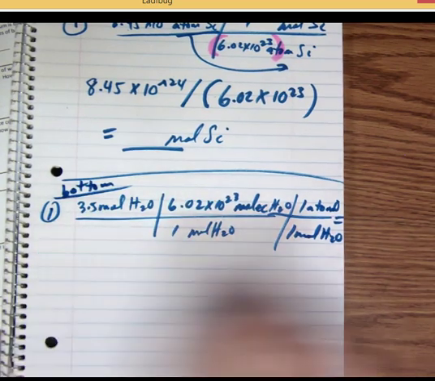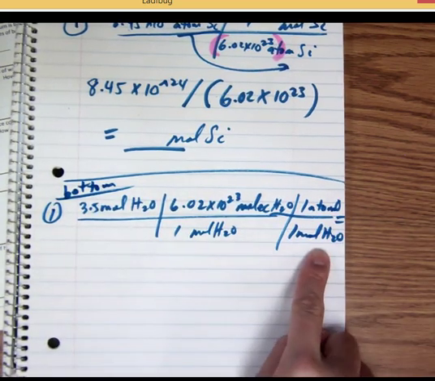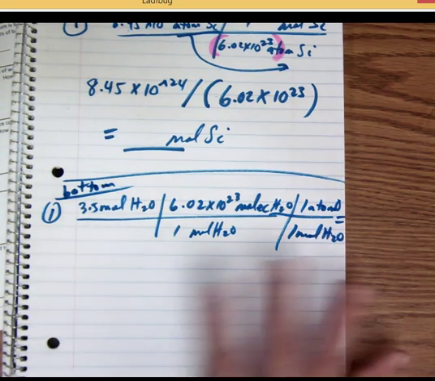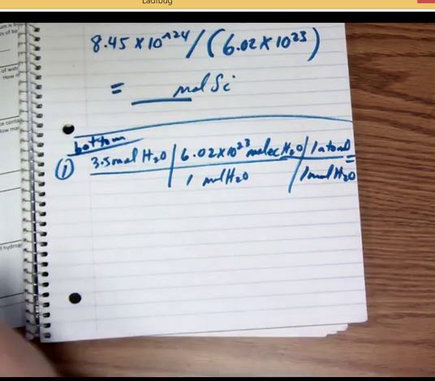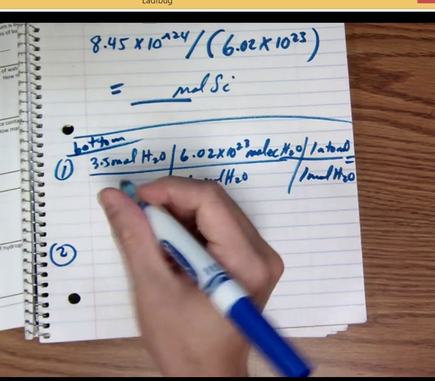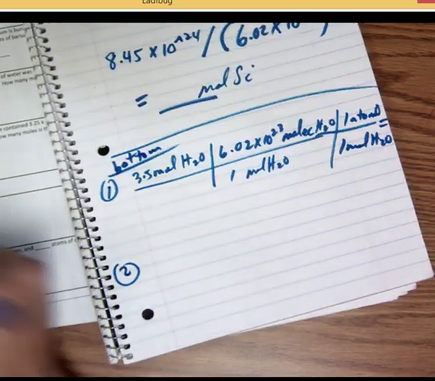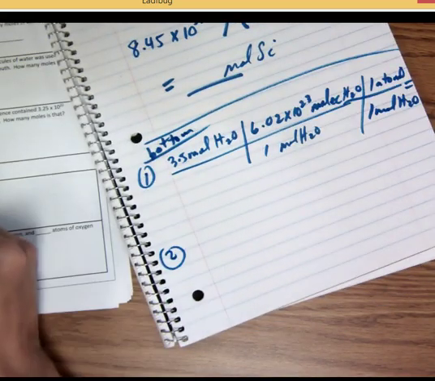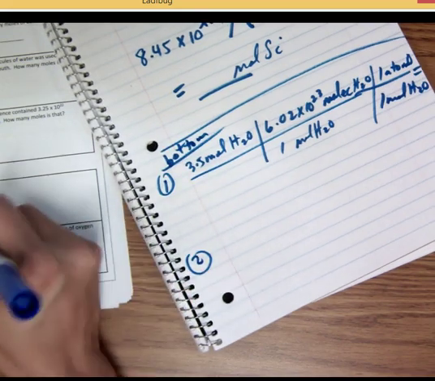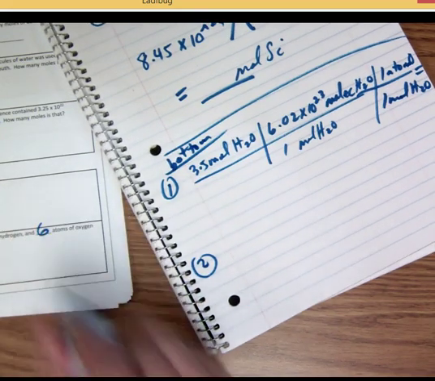Again, multiply the top, divide by the bottom. If they're 1s, you can skip over it because it doesn't change anything. Alright? So for number 2 here, 1 molecule of glucose has how many atoms of carbon? 6 atoms of carbon, 12 hydrogens, and 6 oxygen. So what do you need to do?